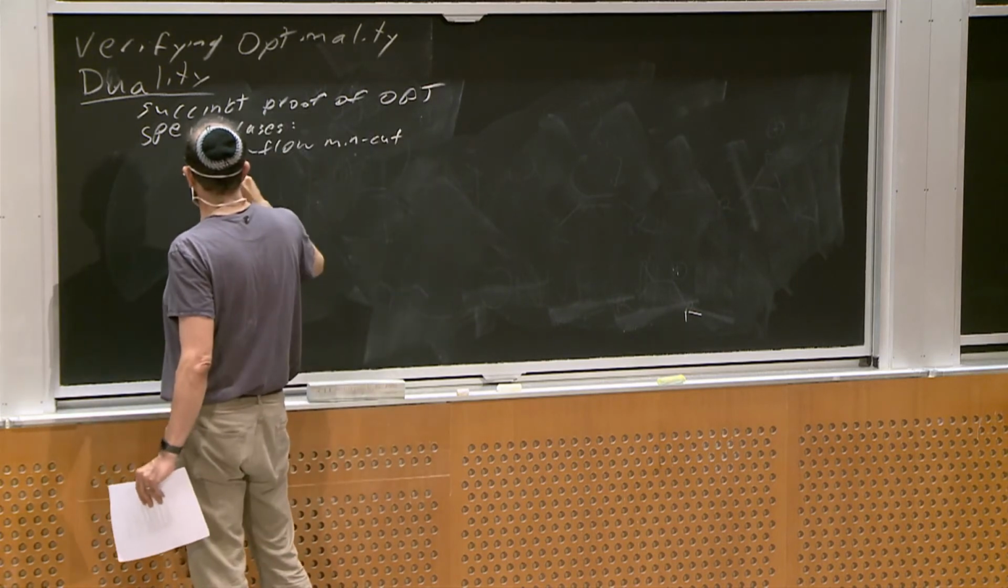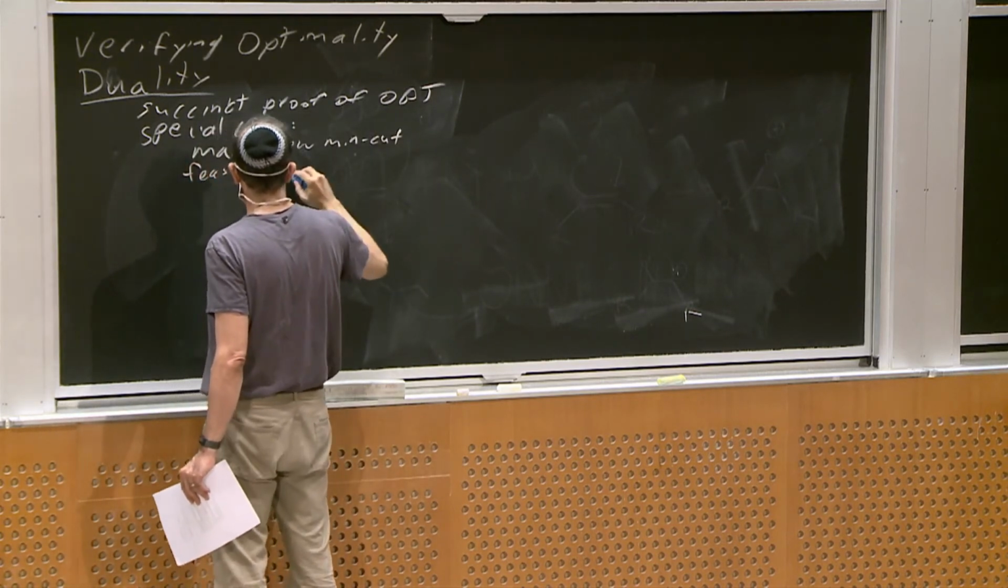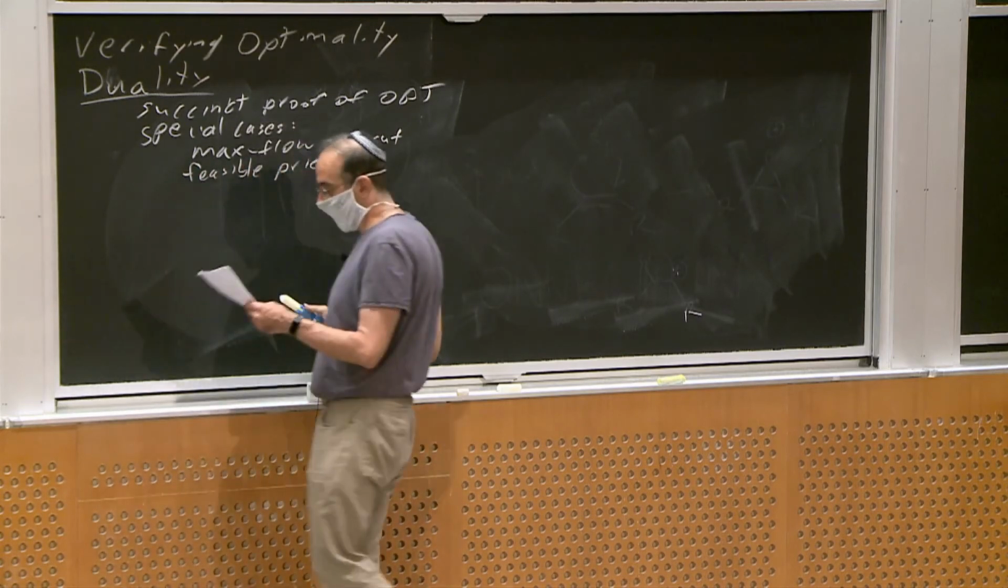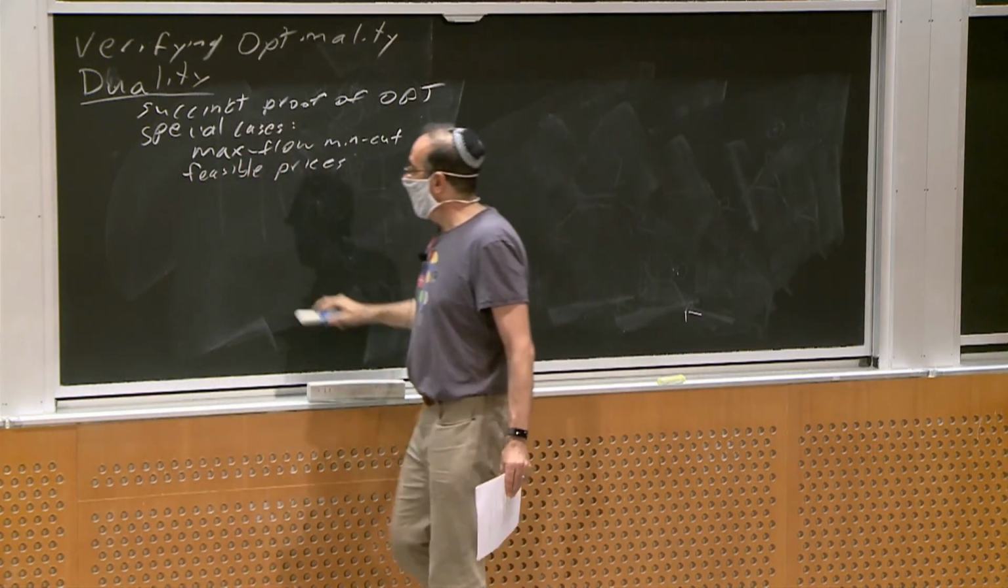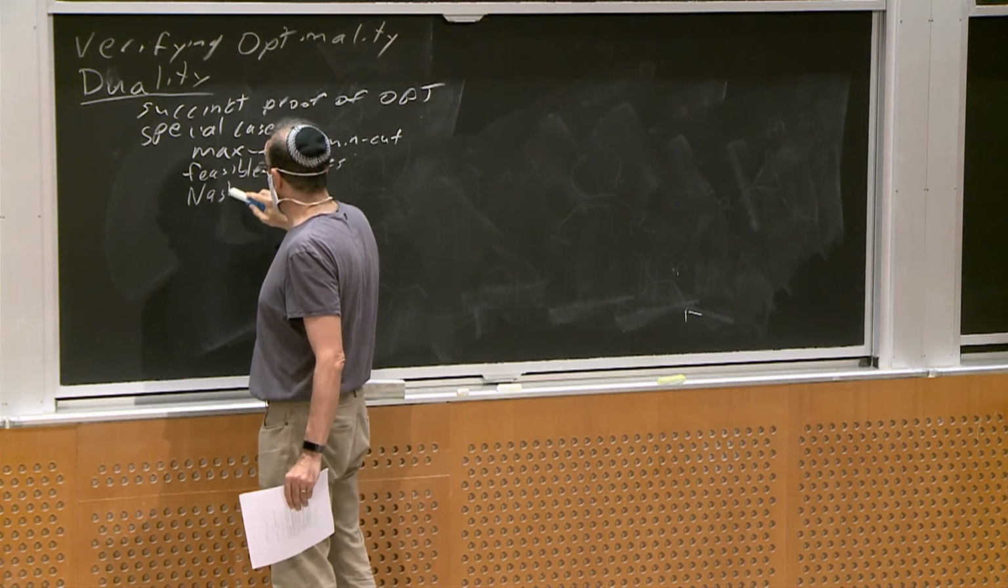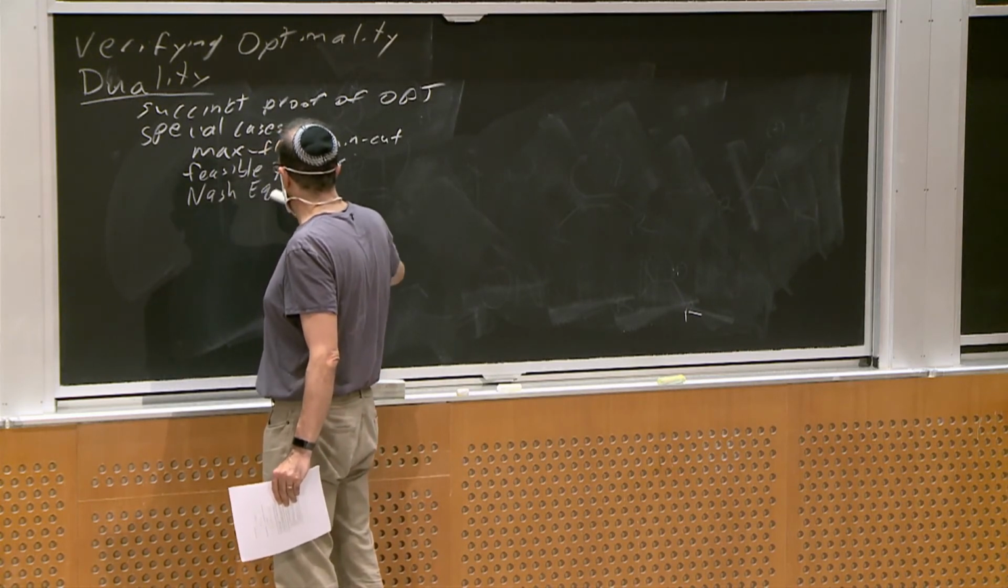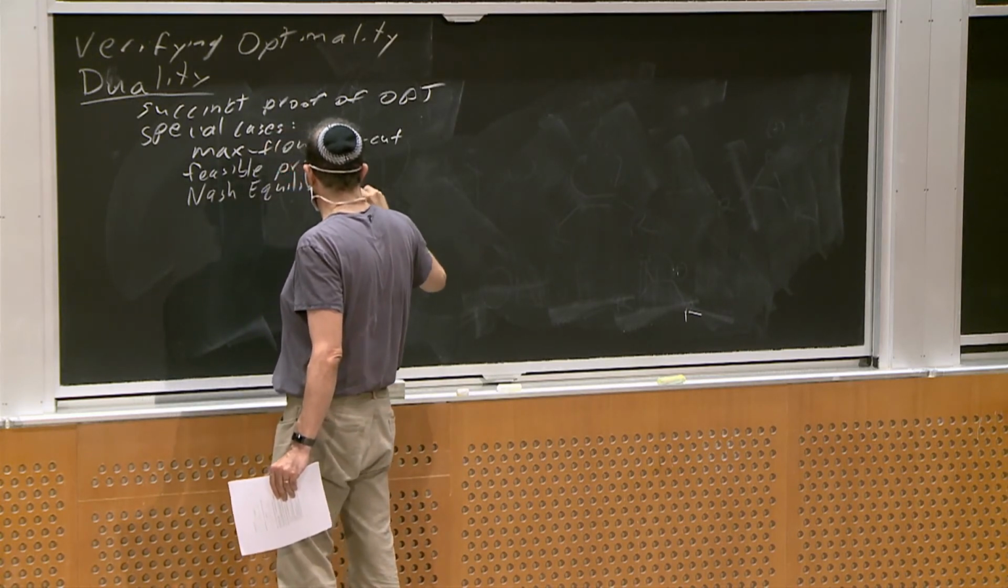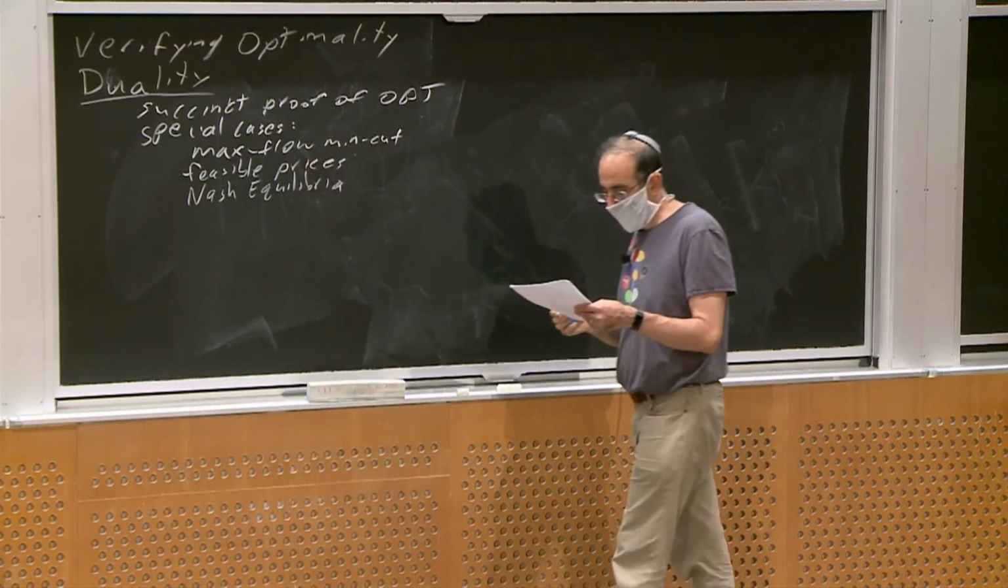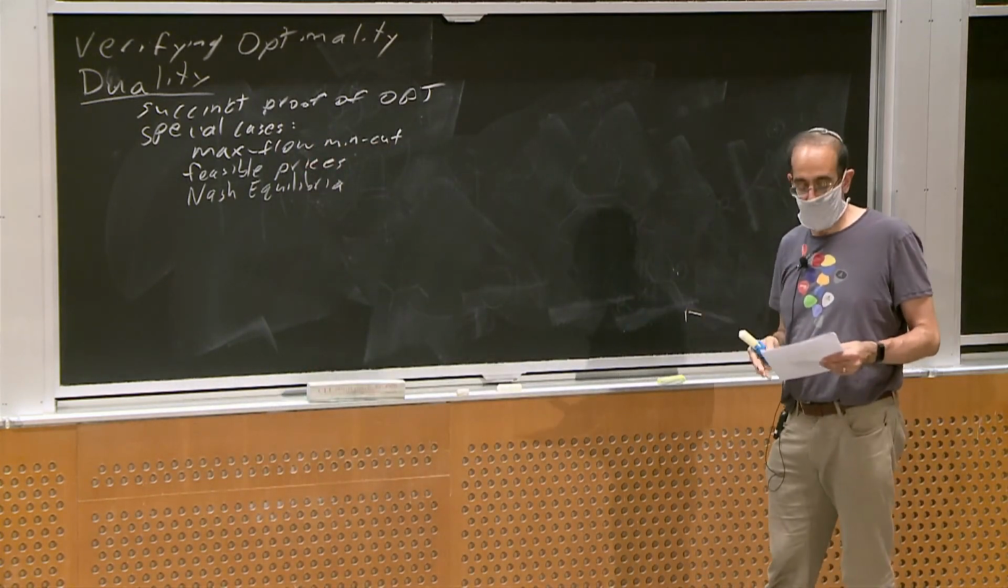And it's going to give you the feasible prices formulation for min-cost flow. It's going to give you the results on Nash equilibria in two-player games. Lots of other stuff.